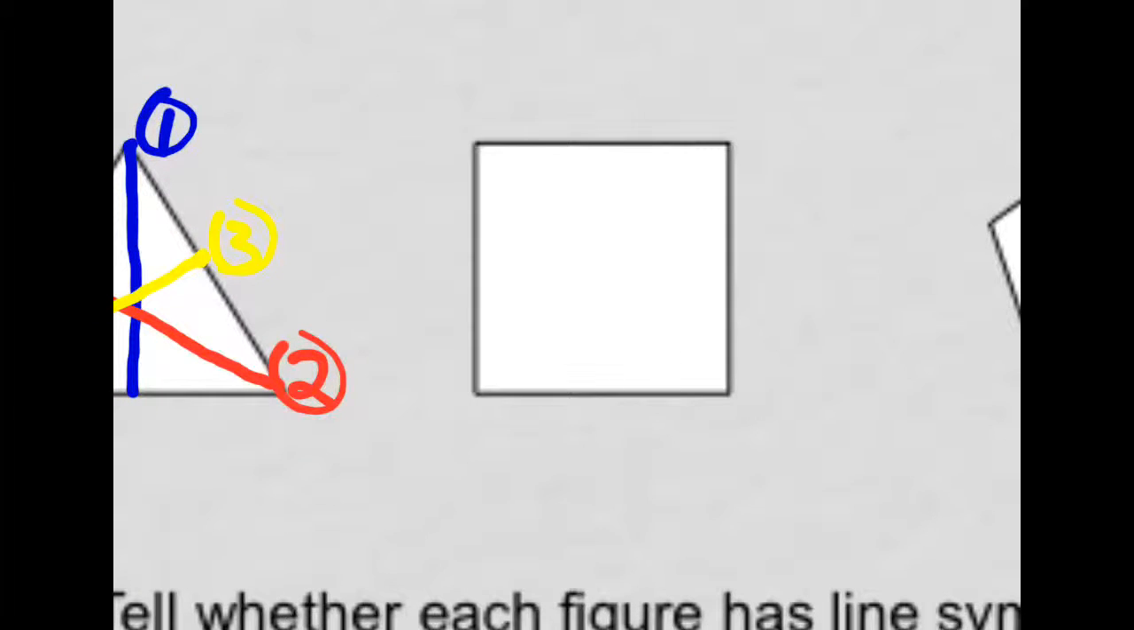All right. Let's look at the square. I've got this line of symmetry, that line of symmetry, this line of symmetry, that line of symmetry. If I folded that figure over any of those lines, those two halves would match up perfectly. So, how many lines of symmetry do I have? 1, 2, 3, 4.